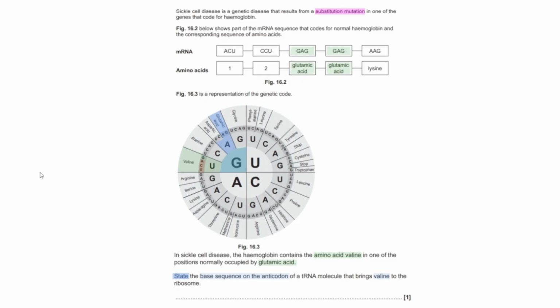This would seem like the logical answer to give, and again this is where the second trap that this question has laid presents itself, because the question has asked us to state the base sequence of the anticodon of a tRNA molecule that brings valine to the ribosome. Because the anticodon is complementary to the codon on the mRNA, it means that it is not going to be GUG, but is instead going to be CAC. A very challenging question for 1 mark.